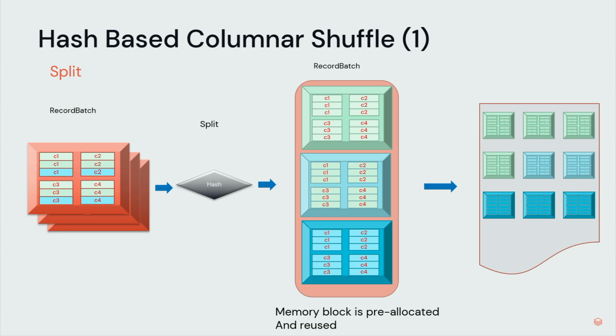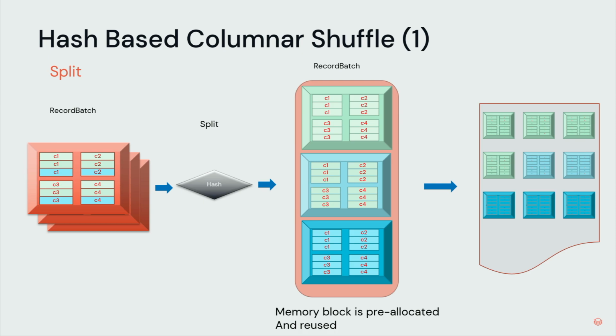And the hash-based shuffle is similar to the vanilla Spark hash-based shuffle. Firstly, we have the record batch. The input is a series of record batches in a partition. Then we do the hash over the partition key, over the shuffle key. And then according to the hash results, we put the data into different buffers for different reducers. And when we do the split, the memory is pre-allocated.